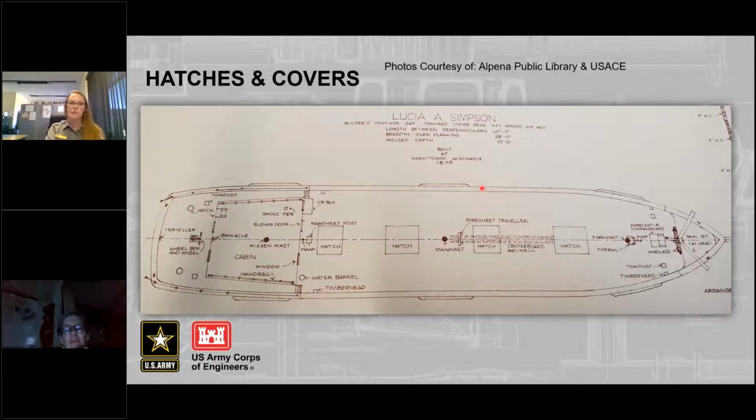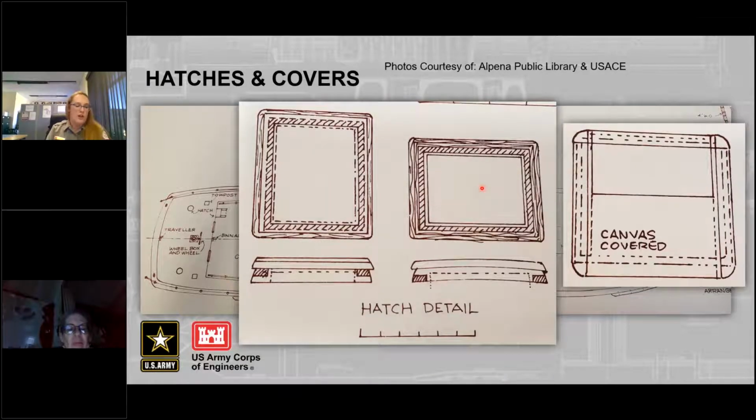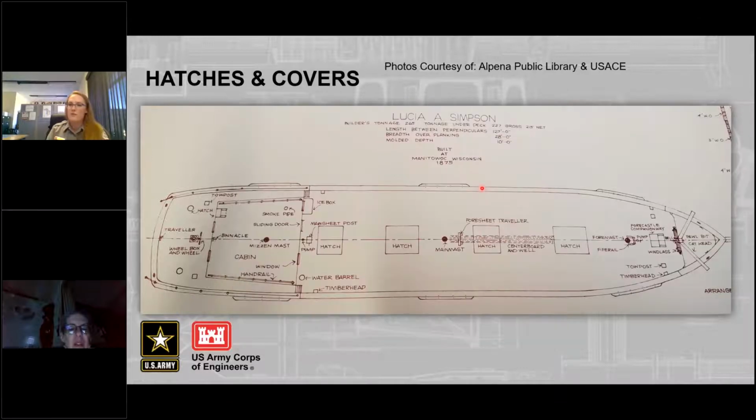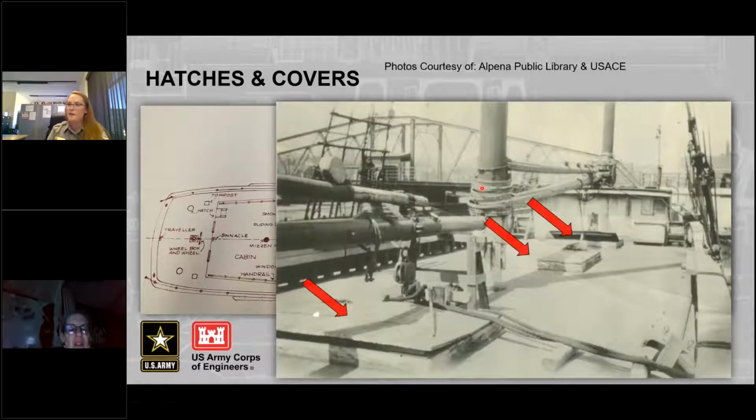So the Lucia A. Simpson is an example of a classic lake schooner with 3 masts. She measured 127 feet long and 28 feet wide. And she had 4 hatches that we see here, relatively small ones. And her hatch covers were made of wood with a canvas tarp covering them to keep water out. And then we also have a picture of her deck and 3 hatches visible on deck.